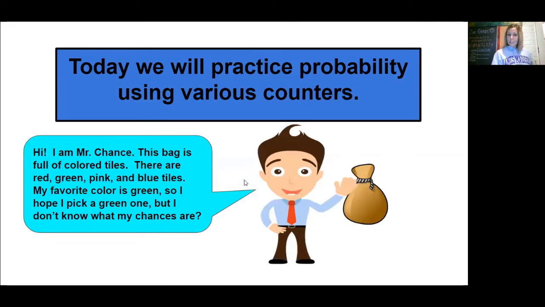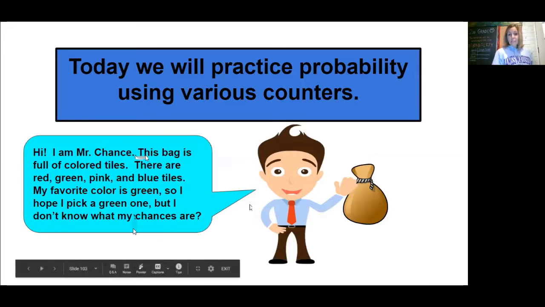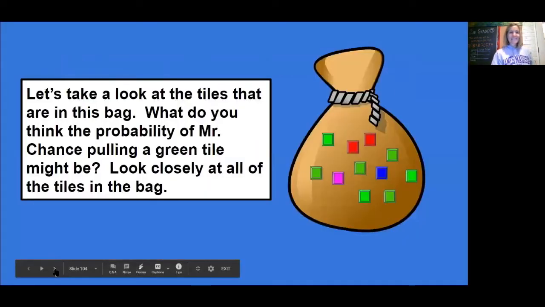So let's check this out. This says, "Hi, I am Mr. Chance. This bag is full of colored tiles. There are red, green, pink, and blue tiles. My favorite color is green, so I hope I pick a green one. But I don't know what my chances are. I wonder how many of each tile are in his bag." We get to see.